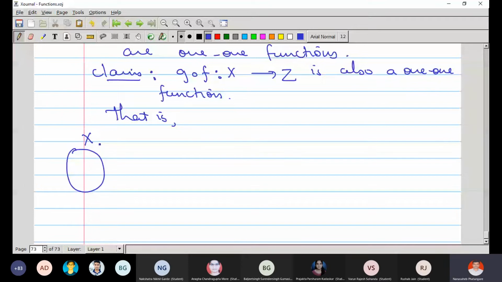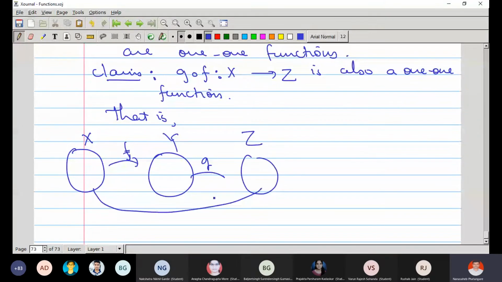X, Y, Z, F, and G. Now composition is from this X to Y, X to Z. What is this claim? What we want to prove? G composite F is 1, 1. 1, 1 means what?